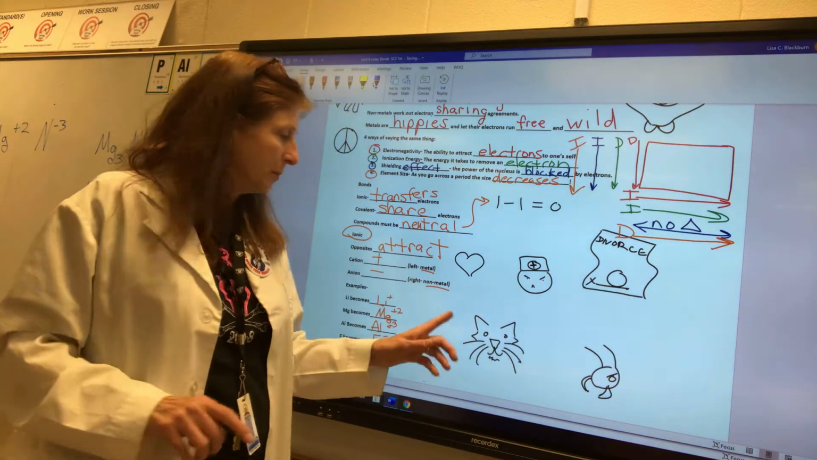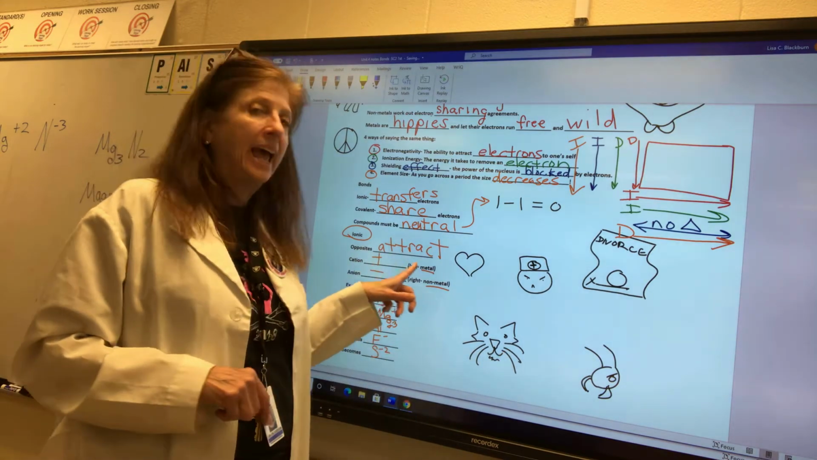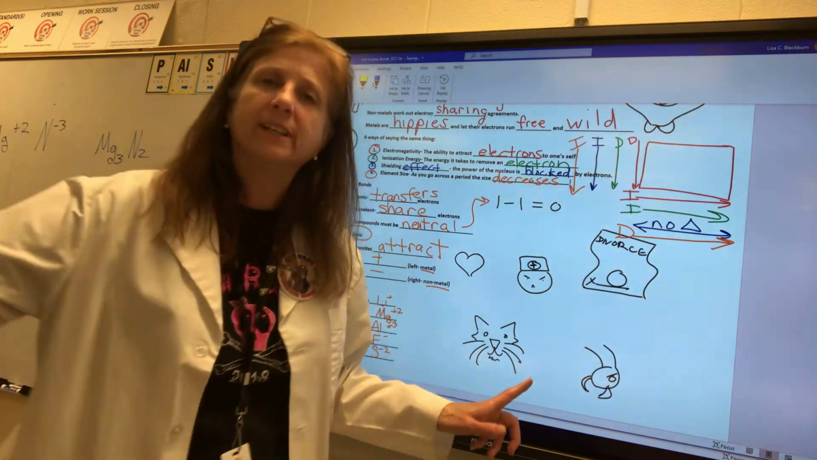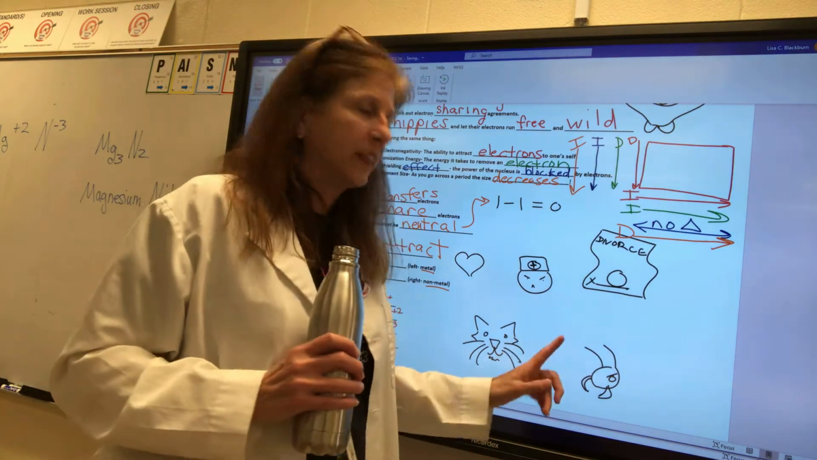And how you can remember this is we have a very positive, sweet kitty cat here. So you can remember that cations are the metals and they're positive. Now, I know some of you want to disagree with me about cats being positive, but I think we'll all agree when we come to the anion.